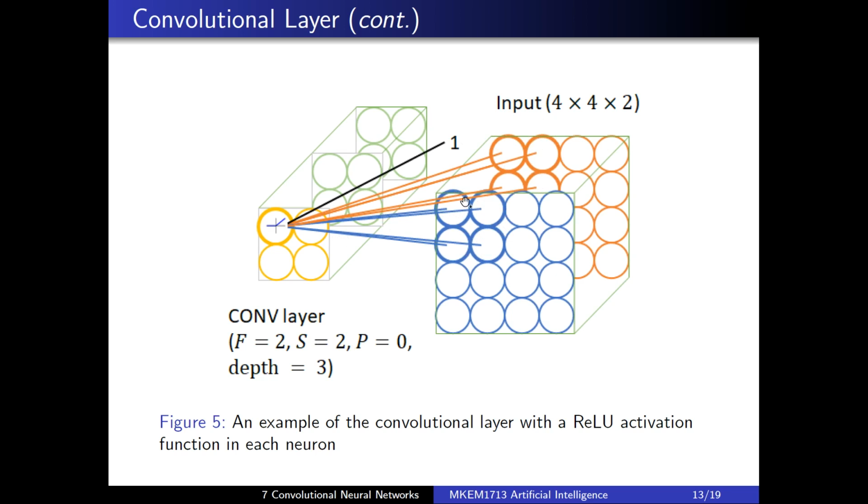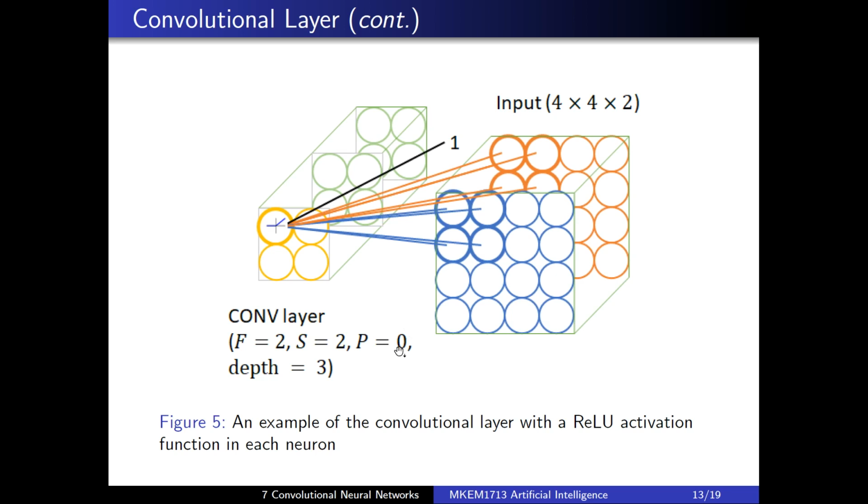Stride equals 2, that means this neuron is connected to this 4, and this will be connected to the next 4. Depth equals 3, that's why we have 3 slices. Again, this neuron will be connected to 8 neurons, and this neuron will also be connected to 8 neurons, with a different set of weights. All the neurons in the same slice will have the same set of weights and biases, and in each neuron we would have the ReLU activation function, or rectified linear activation function.